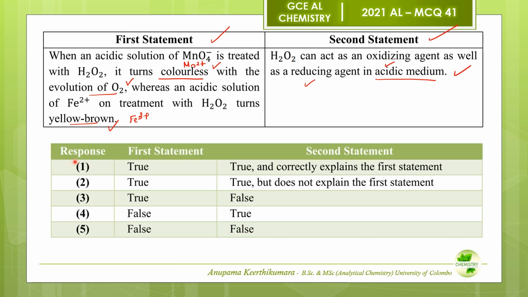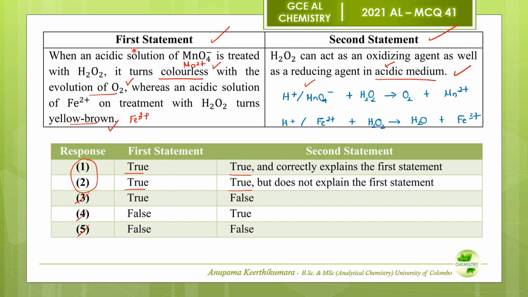Now we will check the answer. Both statements are correct. Therefore, we can remove the third, fourth and fifth responses. So we have only two responses, either 1 or 2. If the second statement correctly explains the first statement, the answer is 1. If the second statement does not explain the first statement, the answer is 2.